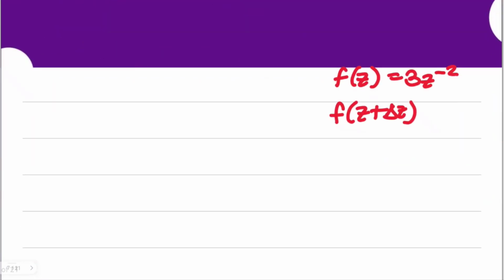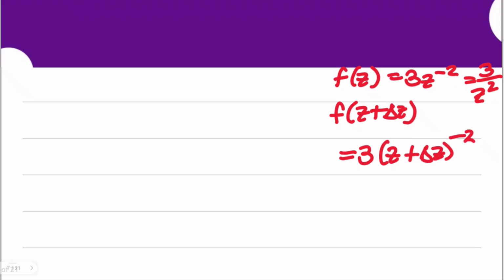If you don't like negative exponents, and of course you're going to implement this later on, we can also write this as 3 over z squared, thereby making our expression rational. Because by the law of negative exponent, we can move it down the entire expression, making the exponent positive. Similarly here, if you have 3 times z plus delta z to the negative 2, you will still have 3 over z plus delta z squared, similar to this form.